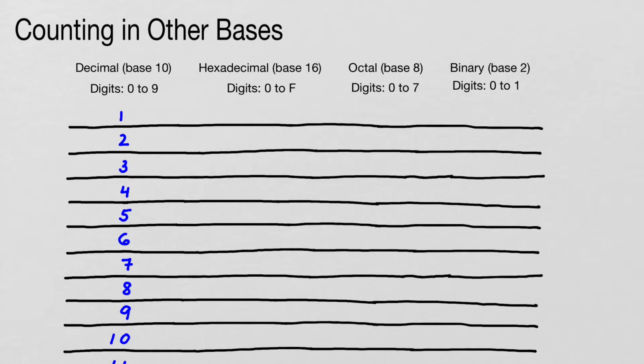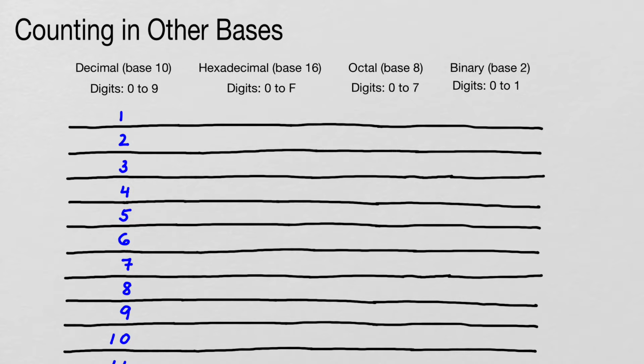When working with bases other than 10 for the first time, it's a good idea to try counting in those bases to see how the system works. So in our commonly used base 10 system, or the decimal system, we have digits from 0 through 9. Here I've made a list of those numbers, 1, 2, 3, 4, 5, 6, 7, 8, 9.